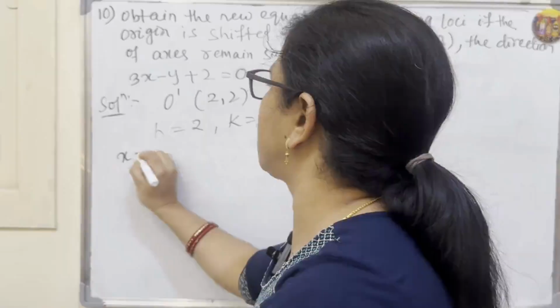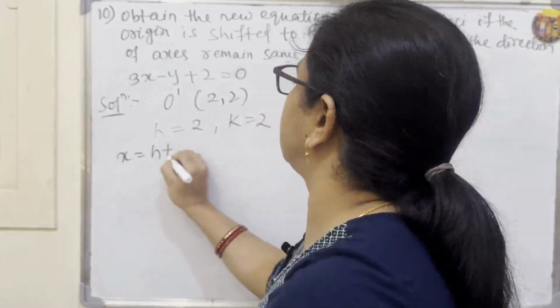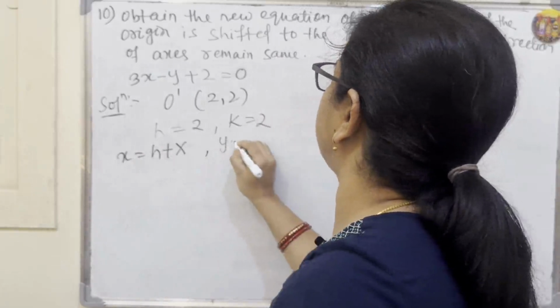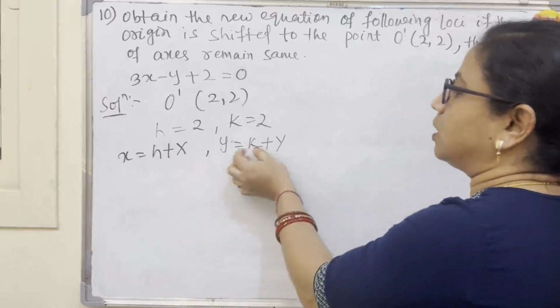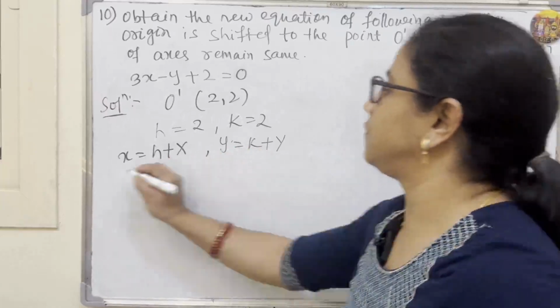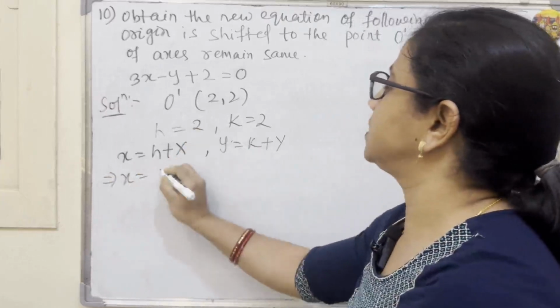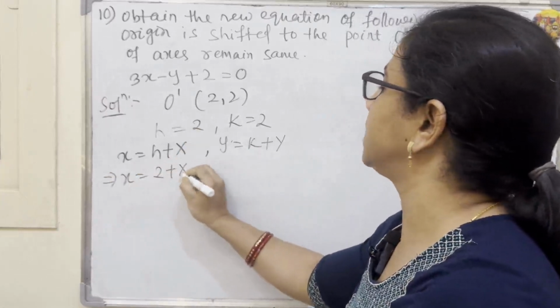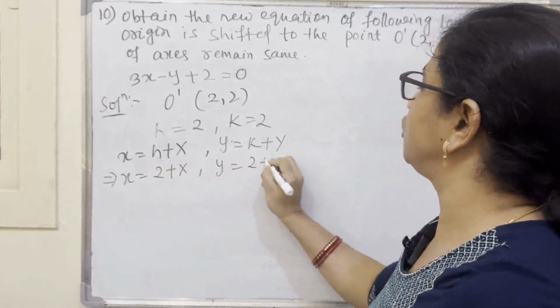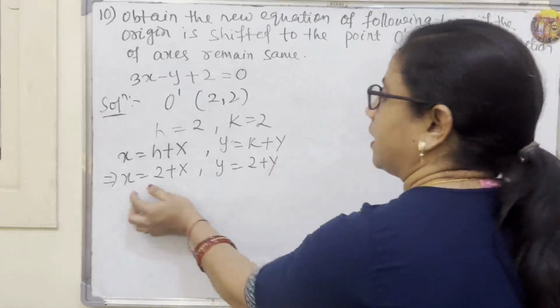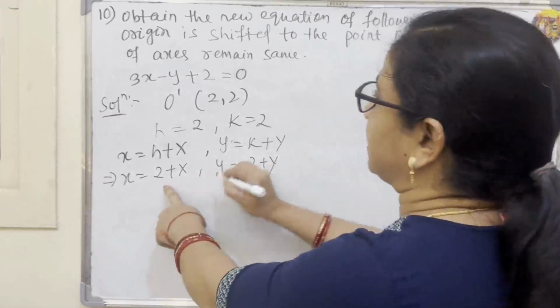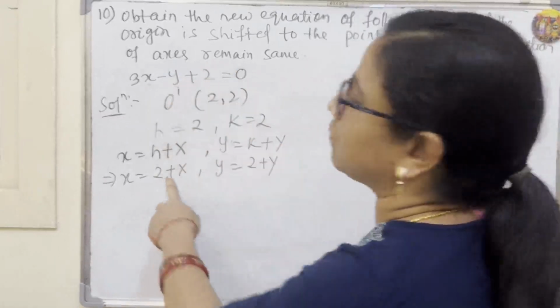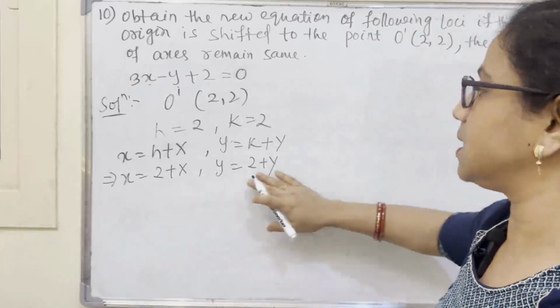We have learned small x is equal to H plus capital X and small y is equal to K plus capital Y. Here I know the values of H and K. So if I place the values of H and K, I will get x is equal to 2 plus X and y is equal to 2 plus Y. Now I can replace the values of x and y in the given equation as 2 plus X, 2 plus Y.